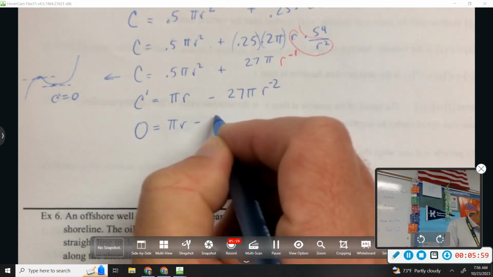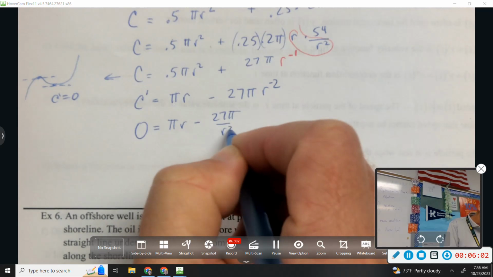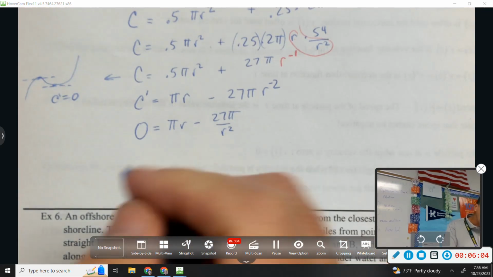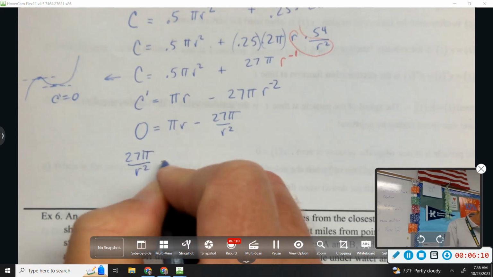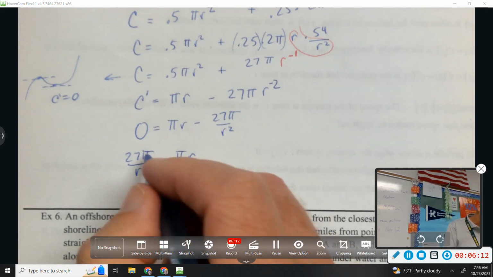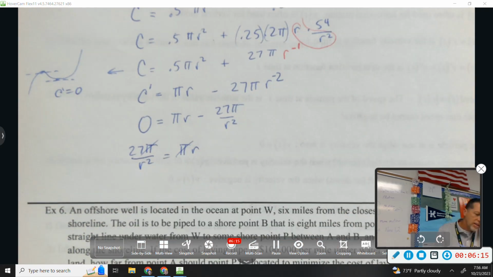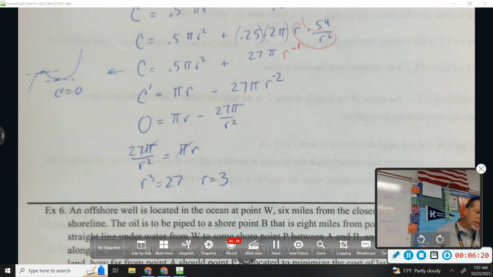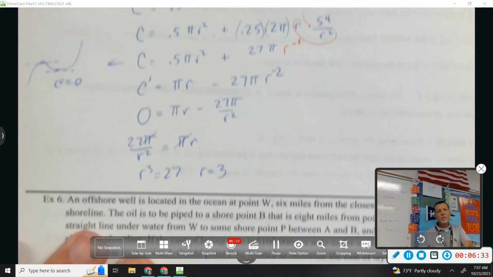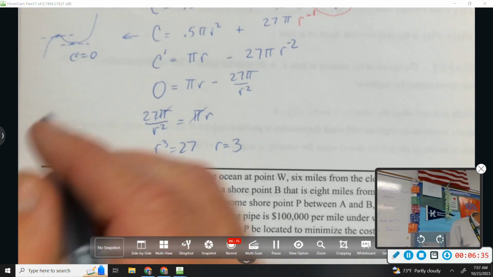Pi r minus 27 pi over r squared. This is kind of like the one we just did. 27 pi over r squared equals pi r. Cancel the pi's. r cubed equals 27. That's convenient. So r is 3. But I really would like to know if that's a minimum or a maximum, right? You hate to do all this work and come up with the exact opposite of what you were hoping for.